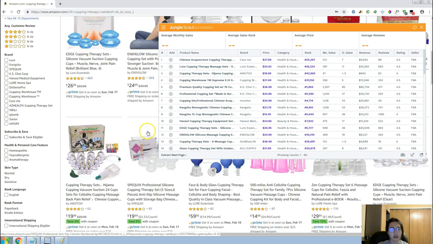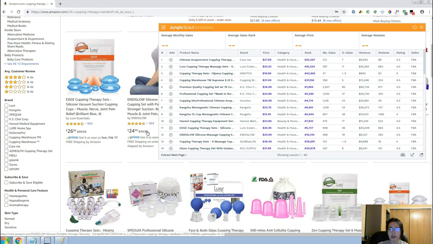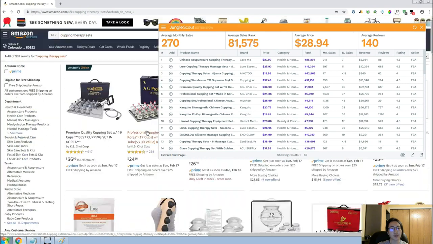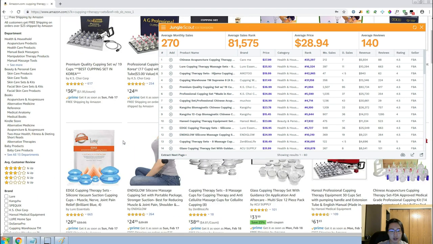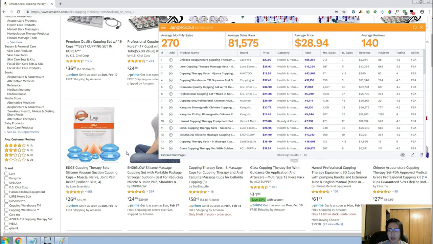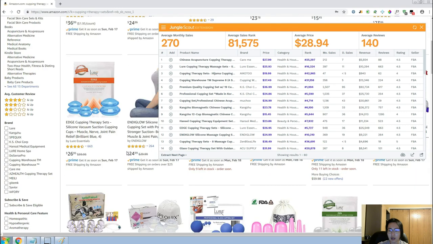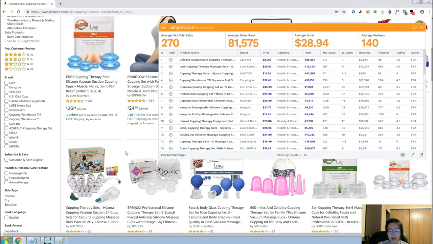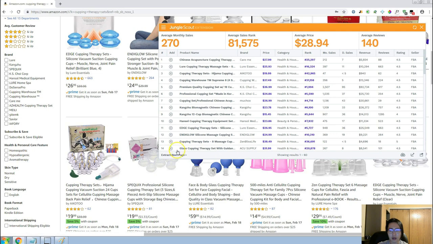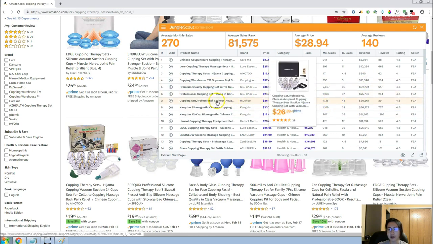I'm surprised there's so much demand. Sometimes you're surprised by how much demand some products have and how little some other products have. Because this cupping therapy set is specifically for acupuncture, right? Is there any other time you're going to be using this thing? Or I don't know. But this thing's got 29 reviews and does 30,000 a month, so it does 40 sales a day.